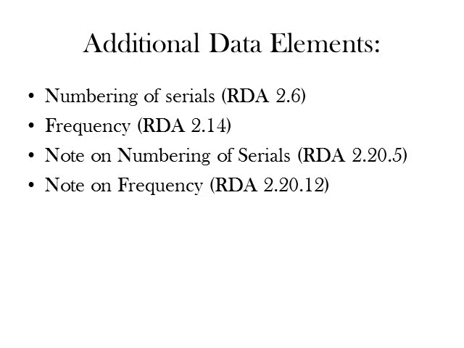When you're cataloging serials, there are some additional data elements you have to be aware of. The two that are most important are the numbering of the serials, which occur at RDA 2.6, and frequency, which occurs at RDA 2.14. You should also be aware of the note on the numbering of serials at 2.20.5 and the note on frequency at 2.20.12. You use these if there's anything unusual or strange or weird about the serials that you need to make the user aware of.